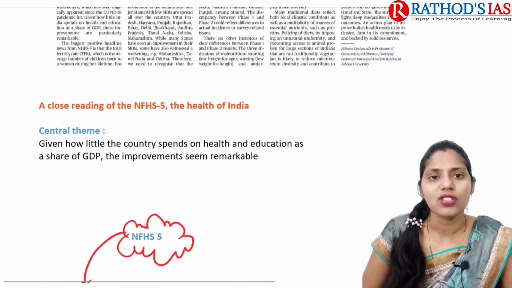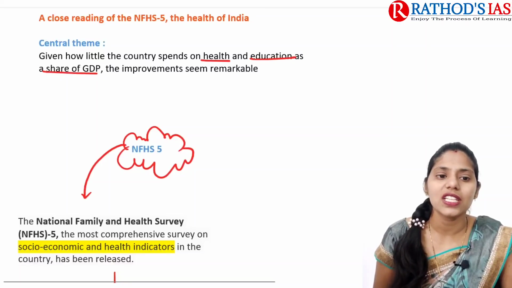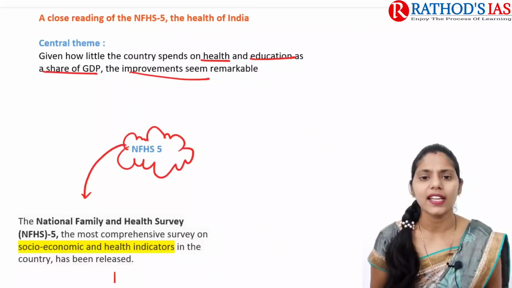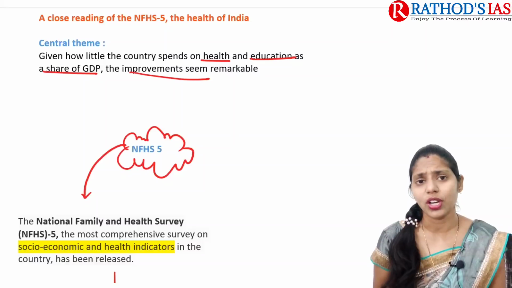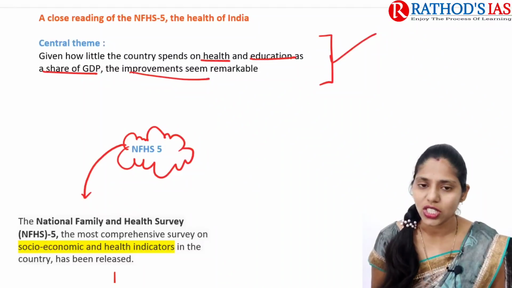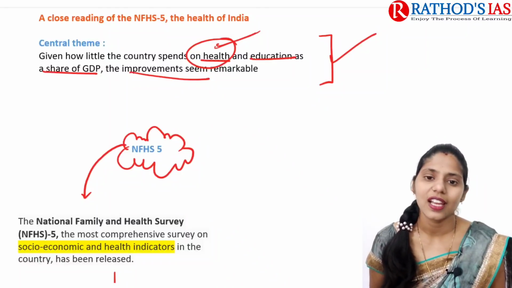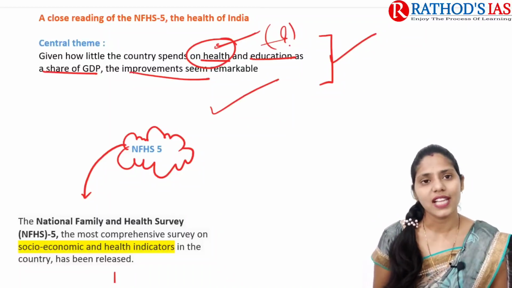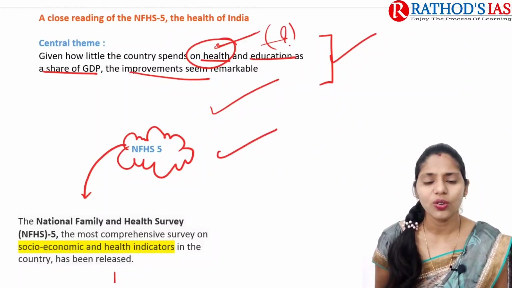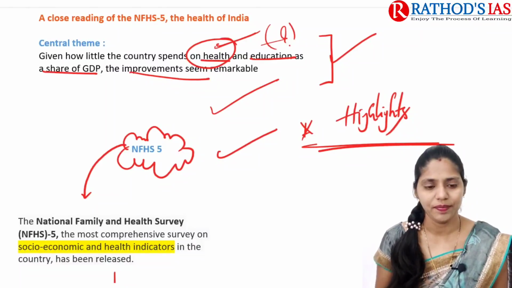Okay. If you're talking about the central theme, it mainly says that given how little the country spends on health and education as a share of GDP, improvements need to be made. Actually, regarding spending on health and education, we are spending very little when compared with other countries. So this article says that yes, we need to focus on spending on health and access to education. Regarding health, due to this coronavirus we somewhat understand the relevance of spending on health, but regarding education we didn't realize it. So here we are going to see some highlights of this survey.